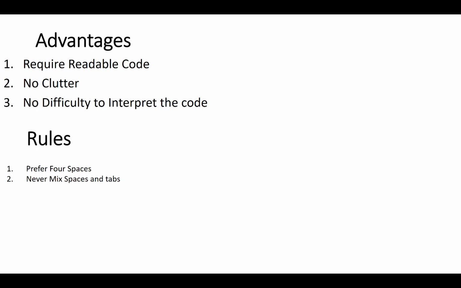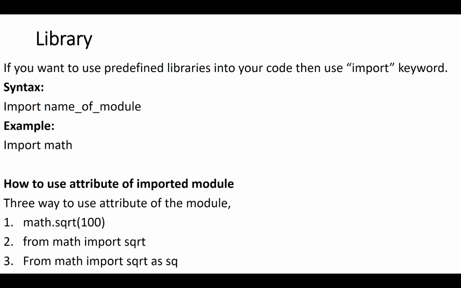So these are the white space rules, and in this video I will demo this code and how to use a library. If you want to use a predefined library in your code, use the import keyword. The syntax is import followed by the name of the module. For example, math is a library through which you can calculate the square root and the factorial of a number and many more things. So how do we use this?